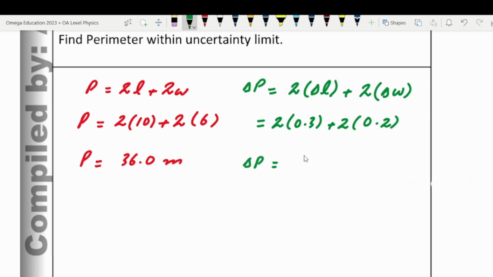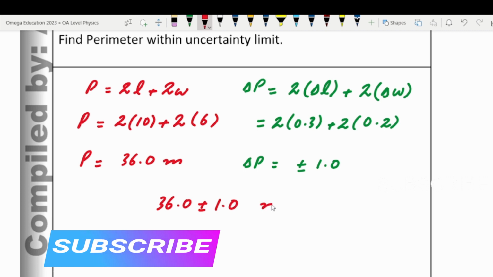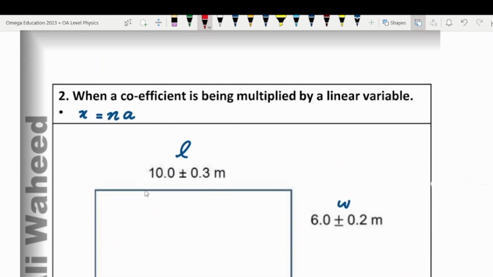Then you hit it on the calculator, you get 0.6 from here, 0.4 from here, 1.0. Now we write the final answer as principal value plus minus the uncertainty. So it will be 36.0 plus minus 1.0 followed by the unit meters. So this is how you find the uncertainty when there is a coefficient of a linear variable.